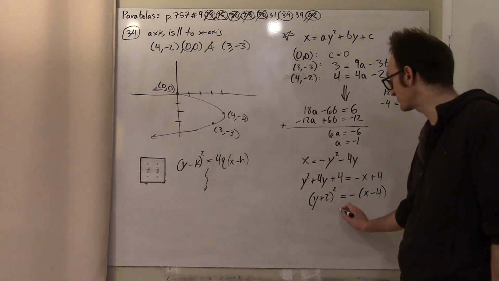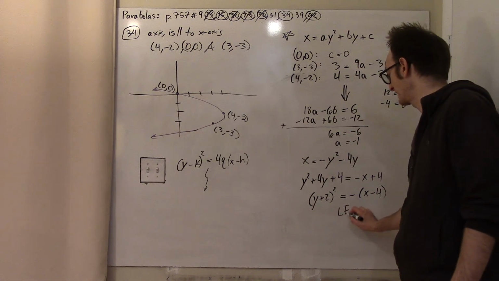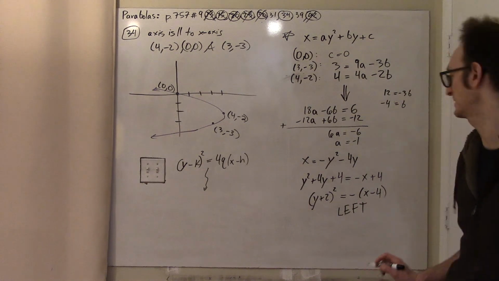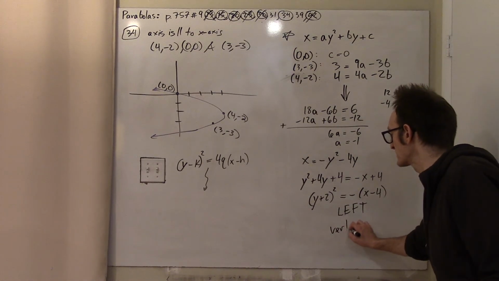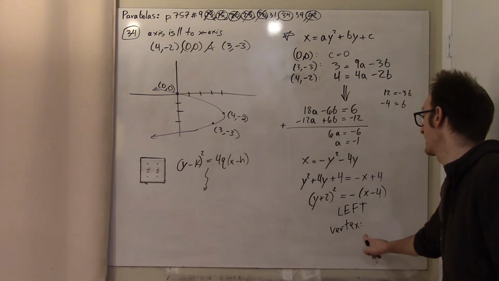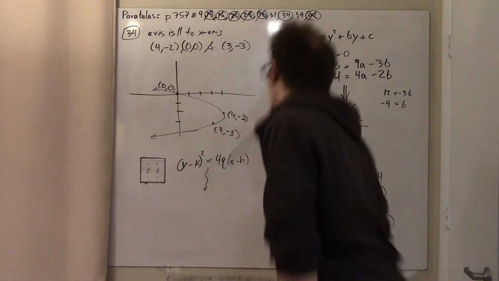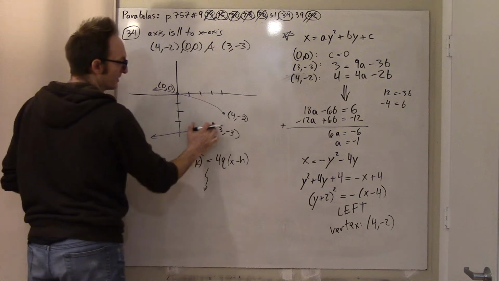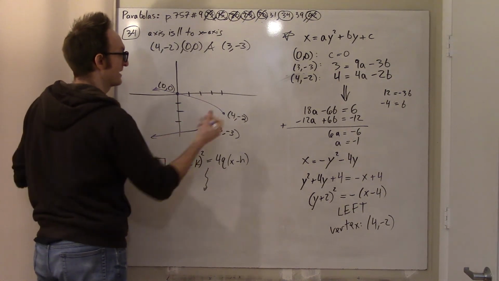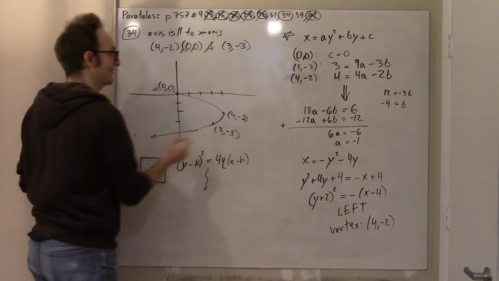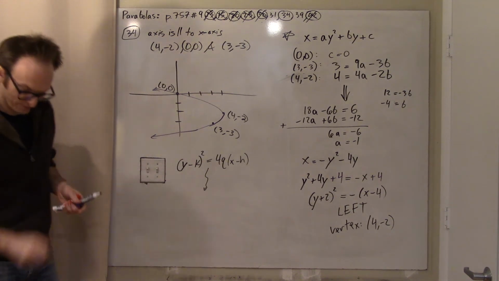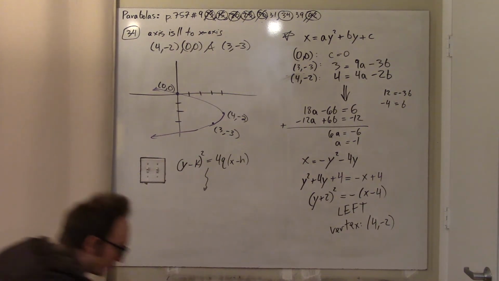This tells me what I need to know. This is a sideways parabola. It indeed is opening left, which my picture suggested. And the vertex is at 4, negative 2. That's very plausible based on this picture that in fact this is the vertex, and you wouldn't have known that. So that's probably just the place to stop.